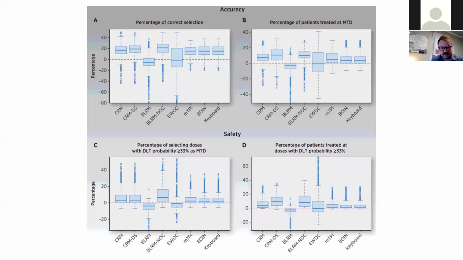both, unfortunately, we have slightly larger for like the CRM, the Boyne, the MTPI, the keyboard, but I wouldn't say it's too much. And the reason being is these designs are a little more aggressive than the 3+3, other than the BLRM and the EWOC, in terms of having patients or selecting doses that are a little too toxic, but it's marginal. And as we'll see actually in this next slide, this isn't the entire picture.